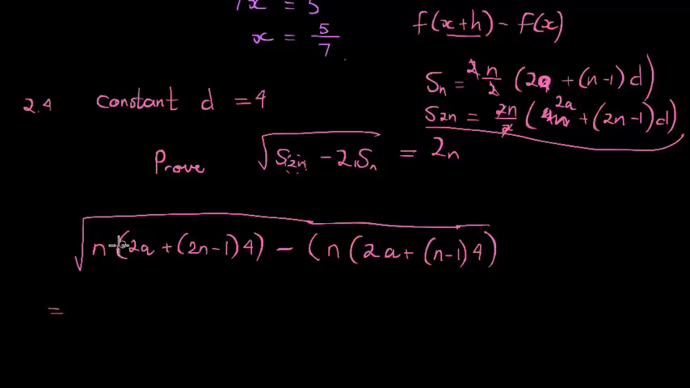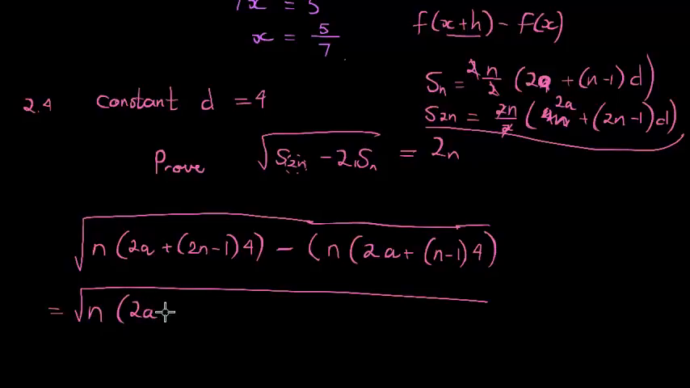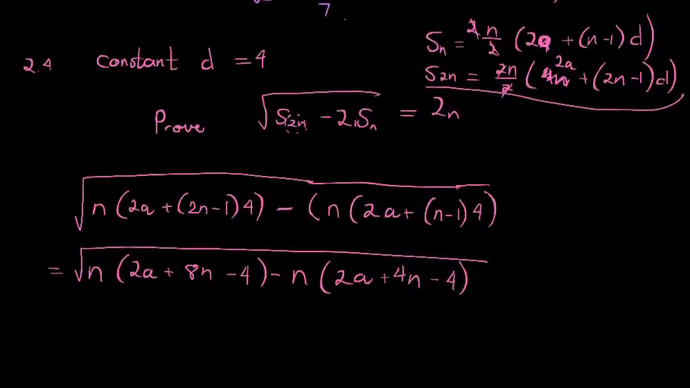And now we just simplify. Let's simplify the inside first before we multiply the n in. So this is n times (2a plus, if the 4 multiplies in here, it becomes 4 times 2 is 8n minus 4). Minus, this one is n times (2a plus 4n minus 4). Now we can multiply in the n's.